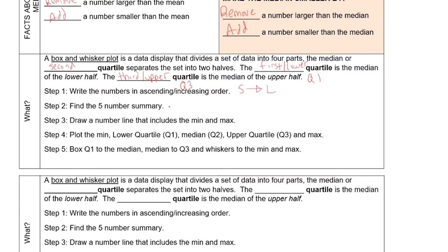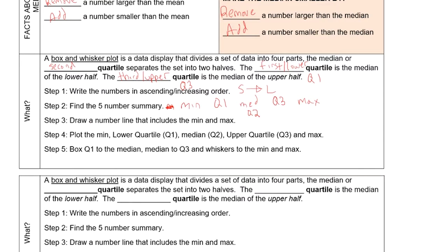Well, that's pretty easy. That is the min, quartile 1, the median, or quartile 2. Let me erase that 3. It looks like a 3, but it should be a 2. All right, and then quartile 3, and then the max. That is a 5-number summary.